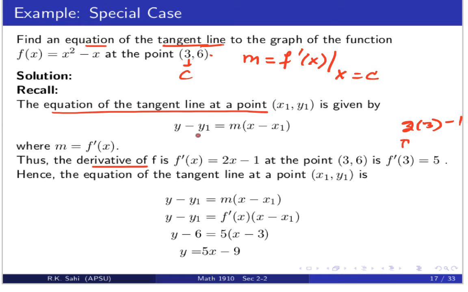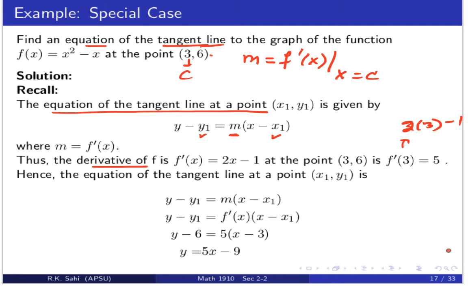Now we have x1, y1 already from the problem, and now we have found the m. What do we do? We just plug in the values. So y minus y1 equals f prime of x times (x minus x1). Plugging in the values, we get y minus 6 equals 5 times (x minus 3). So when you solve this little algebra, you get y equals 5x minus 9.